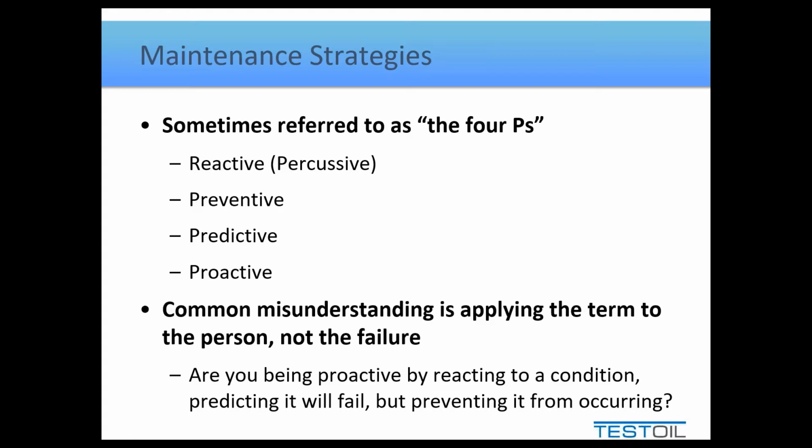And as I list here, a common misunderstanding when you're trying to define these is you're thinking about the person. You're thinking about you and how you relate to that word, not how the failure relates to that word. So the sentence I give you there, just to show you how confusing it can be when you use the word on yourself rather than use the word on the failure, is: are you being proactive when you react to a condition, predicting it will fail and then prevent it from occurring? So see how I use all 4 words in the same sentence? It doesn't help, right? We have to think about the word as it applies to the failure. Otherwise, we'll just trip over ourselves in trying to define these.